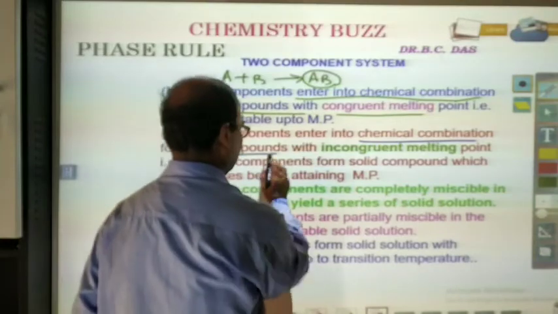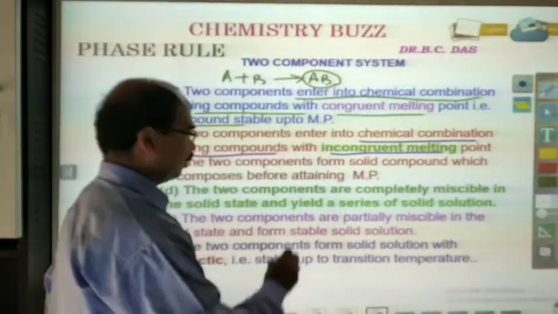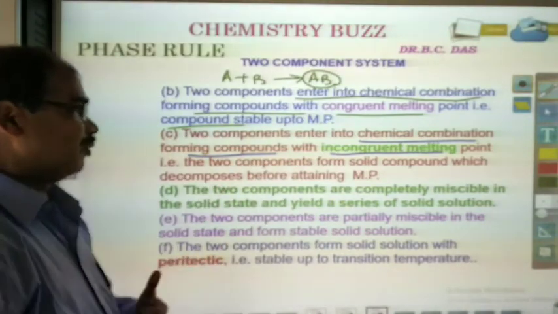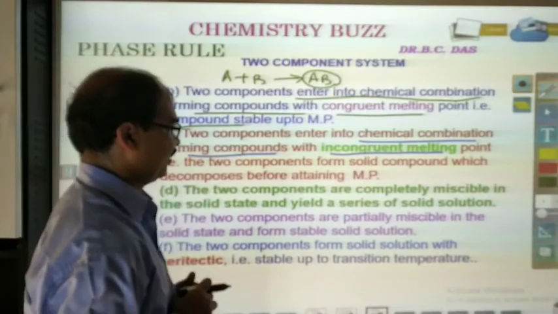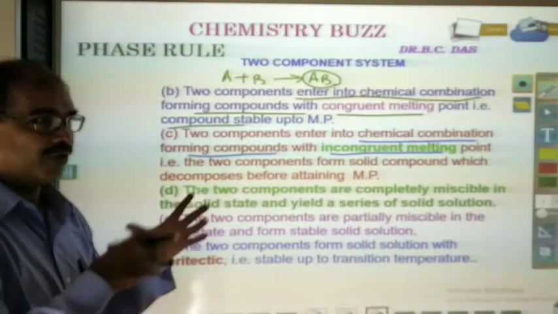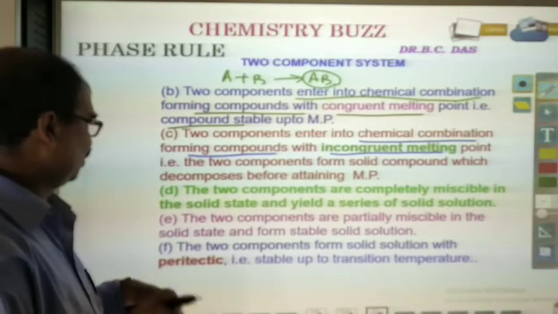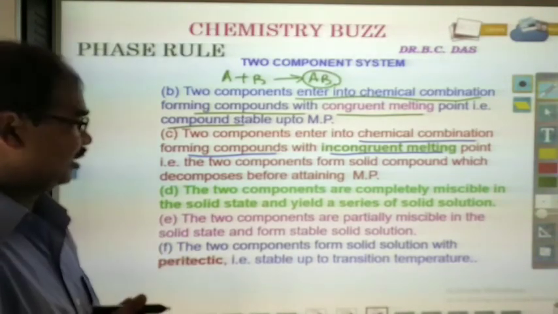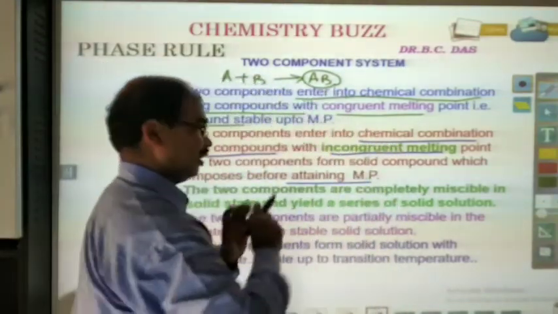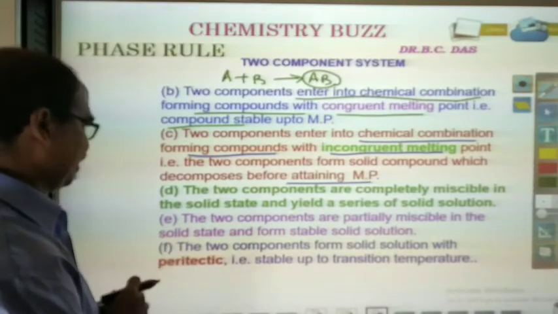Then the next category: the two components enter into chemical combination forming a compound with incongruent melting. So what is incongruent melting point? The two components form a solid compound, AB, which decomposes before the melting point. The compound is formed, and if we heat it, this compound will decompose before attaining the melting point. When it decomposes before attaining the melting point, it is called incongruent melting point.